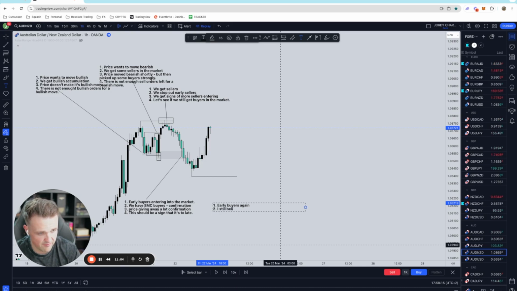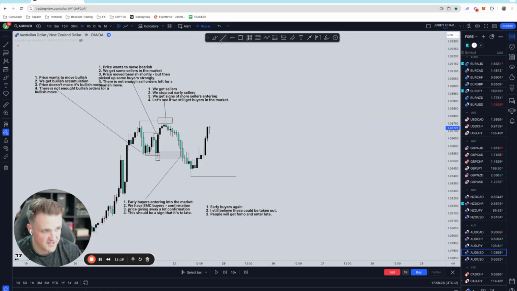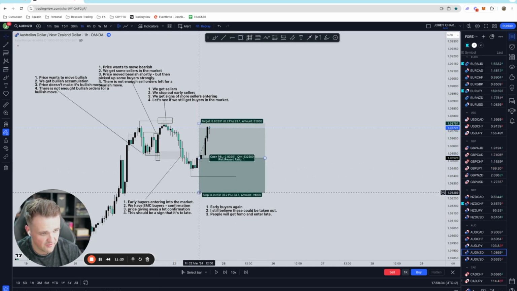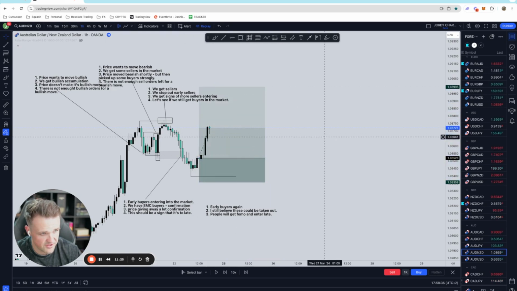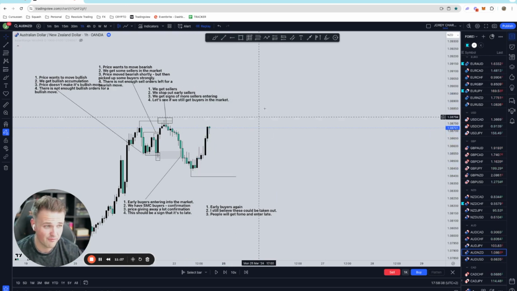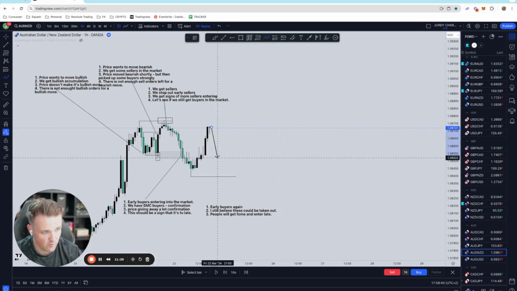I still believe these could be taken out. People will get FOMO and enter late. So this is what I'm thinking right now. What is happening here? A lot of people are trying to trade here. So they see this reaction, they see a bullish candle, they enter here, stop loss under here. This is legit how they're trading. And it could work out, but for me, chances are just way too high that we still move to this side and then move to the upside.